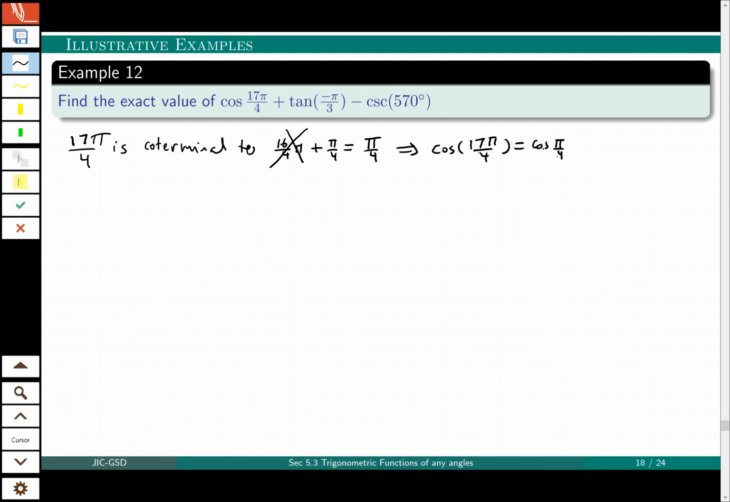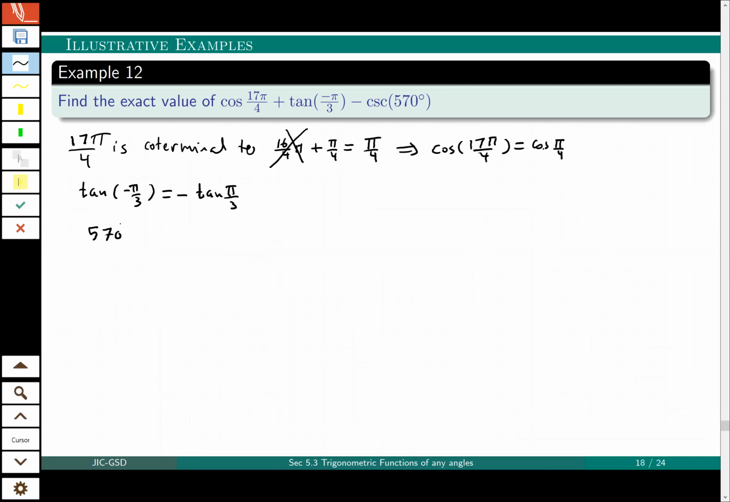Now, similarly, we have two ideas here. One of the easiest ideas, if we speak about tan minus pi over 3, I said to you that's an odd function, so take the minus outside, so it will be negative of tan pi over 3. So we finish from that one.